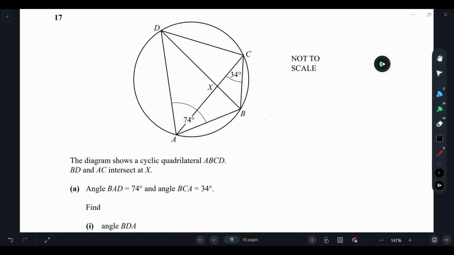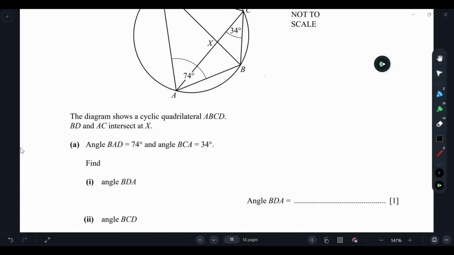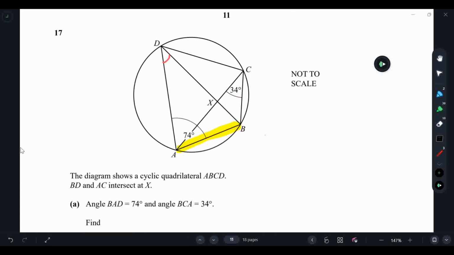Let's move to question number 17. Question number 17, angle BDA. So BDA means we need to find out this angle. We can see that the angle subtended by the same chord will remain the same in the same segment. It means that if AB is the chord, so AC, we can see the angle subtended by the chord AB will be same as this one.